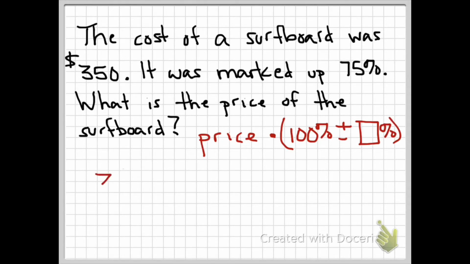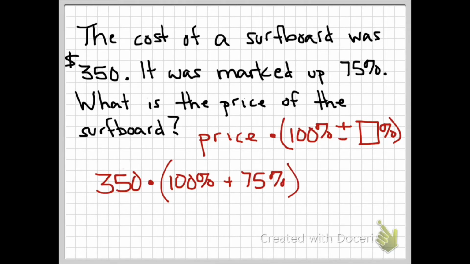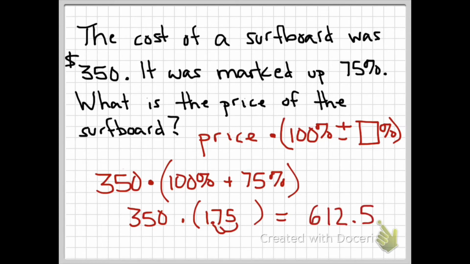All right, so let's go back and look. The price is $350. We're going to multiply that by 100%. Since it's a markup, he wants to make money off of this, so we're going to add the 75%. So then what we end up having is 350 times 175%. Now be careful, because you're not actually multiplying it by 175; we still have to convert that 175% to a decimal. So we want to multiply by 1.75. 350 times 1.75 ends up being $612.50, which is about right for a surfboard nowadays.